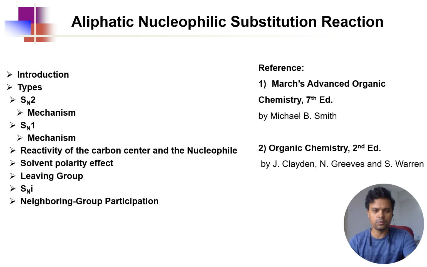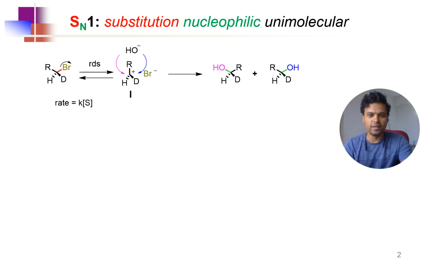Hello everyone. We already discussed substitution reactions in aliphatic compounds, the SN2 mechanism. Today we are going to discuss the SN1 mechanism. SN1 stands for substitution nucleophilic unimolecular.